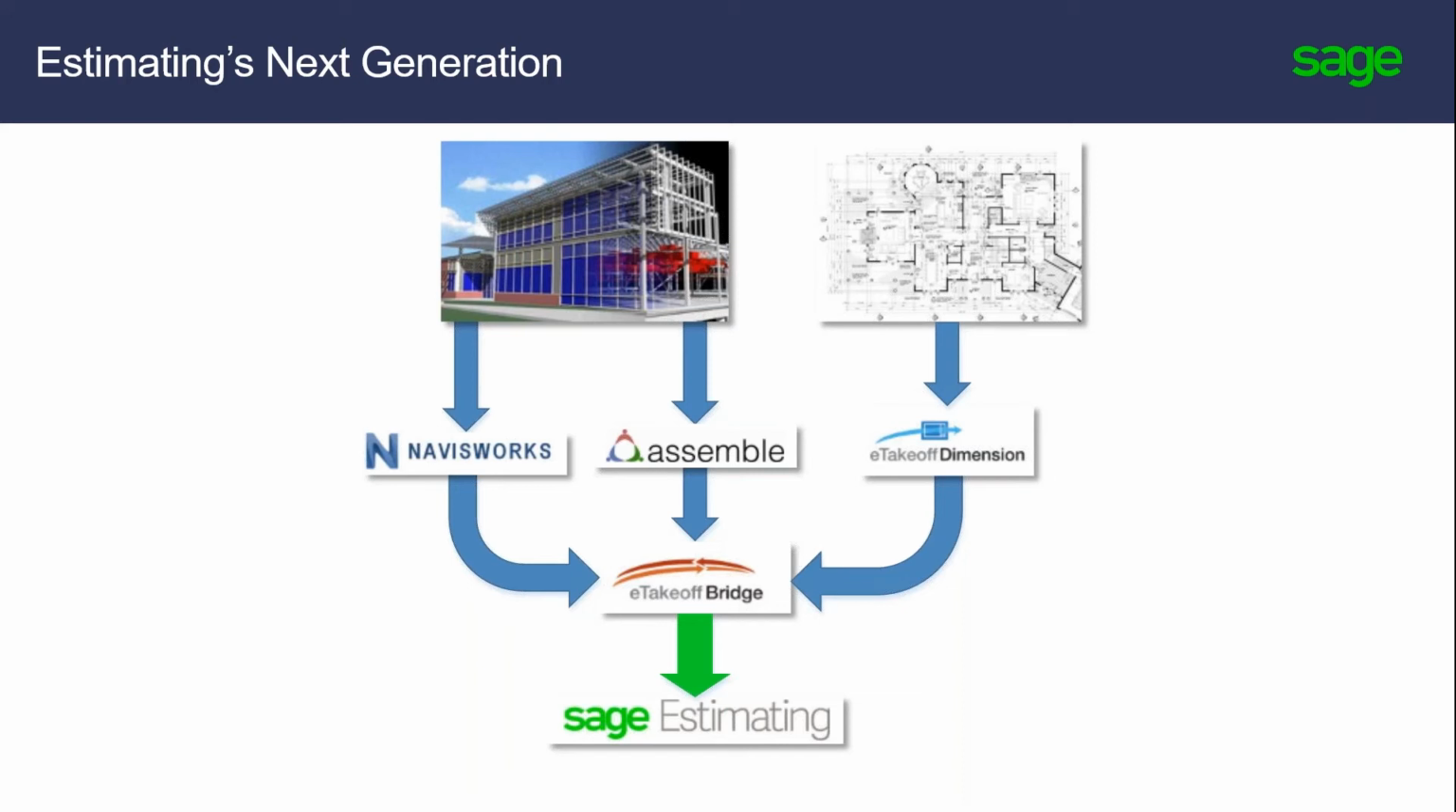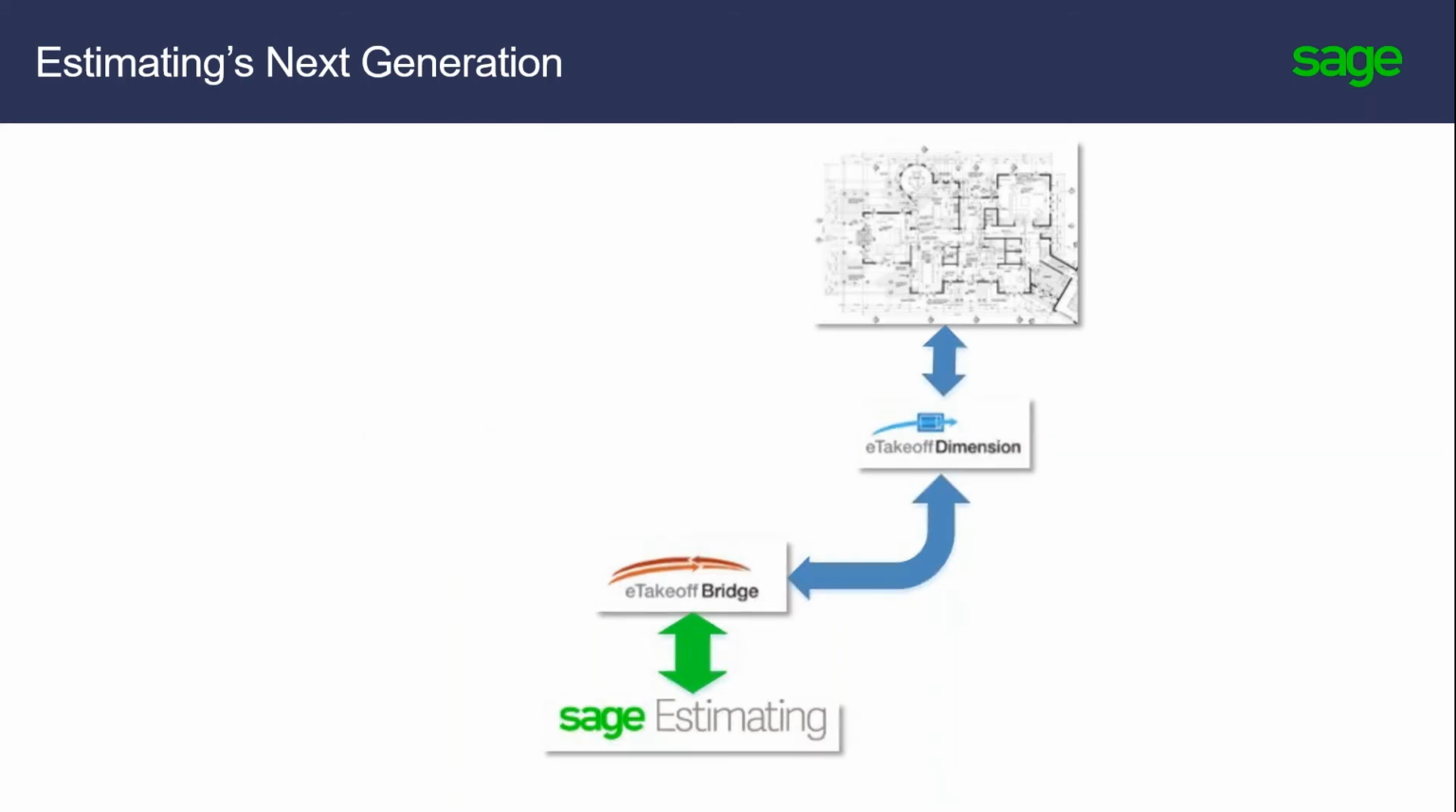It is that piece that brings the takeoff information into the estimate, and we can also push information back, or drill down from the estimate back to the takeoff source through Bridge. So we have this two-way information flow, not only from the takeoff source through Bridge to the estimate, but from the estimate back through Bridge to the takeoff source. That two-way, bi-directional data flow is what we are going to look at today.